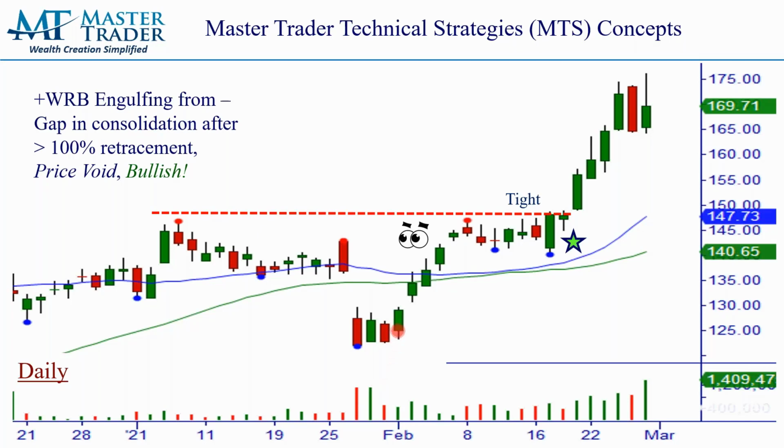Well, what the hell's going on over here? Why doesn't it keep going down? Well, somebody doesn't think it's so bearish. They're accumulating. And then they ripped it back up again.